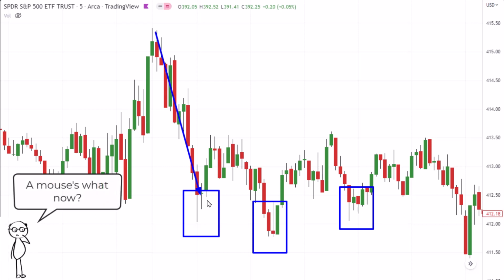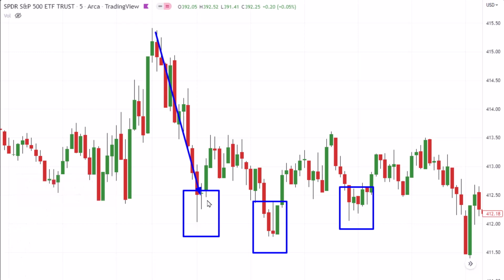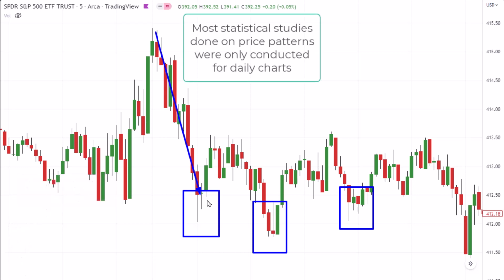Man, I'm going to get it for this. Yeah, type into the comments if you disagree with me on that. I'm sure you do. Some of you do, at least. And I'd love to hear the counter-arguments. But here's my argument. Defend yourself, sir. I'm happy to. So, number one, those statistical studies were primarily done on daily charts.